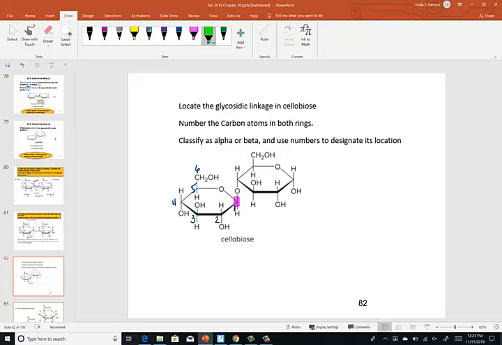Again, in this next ring, 1 unit clockwise to the oxygen that's in the ring is always carbon 1, and I'll number around, making this also a 6-carbon ring. The carbon 1 connects to the carbon in number 4, and the glycosidic linkage is all of those atoms that bond the 2 cyclic structures together. Since this is pointing up, we would label this as a beta glycosidic linkage.